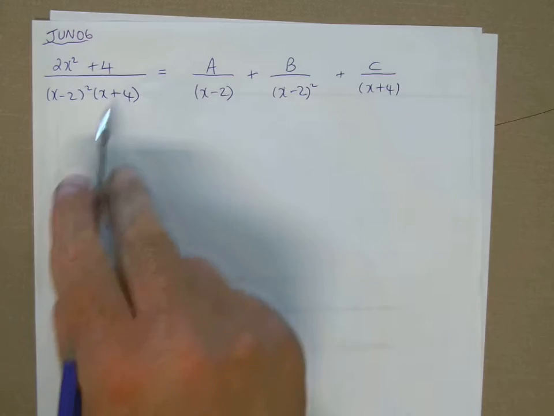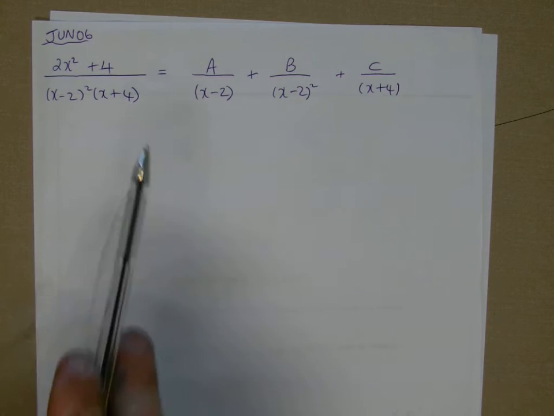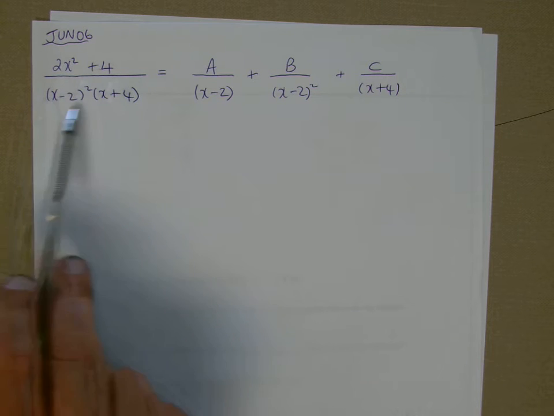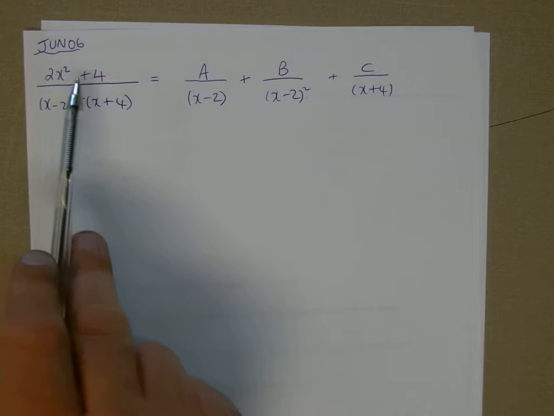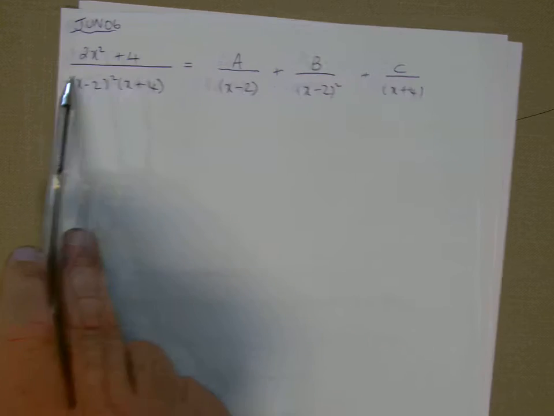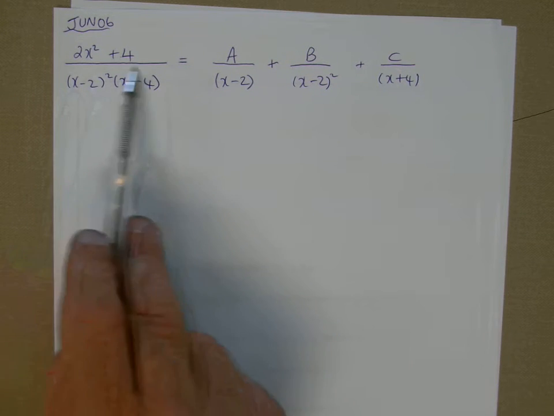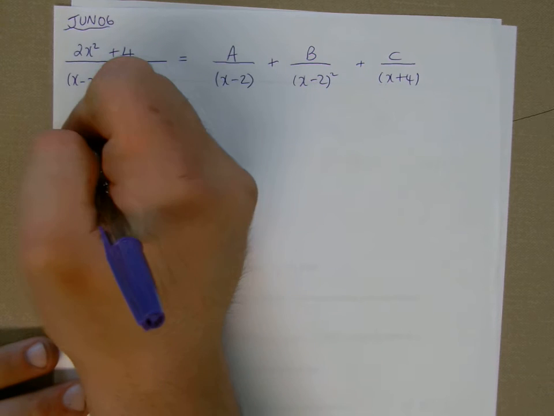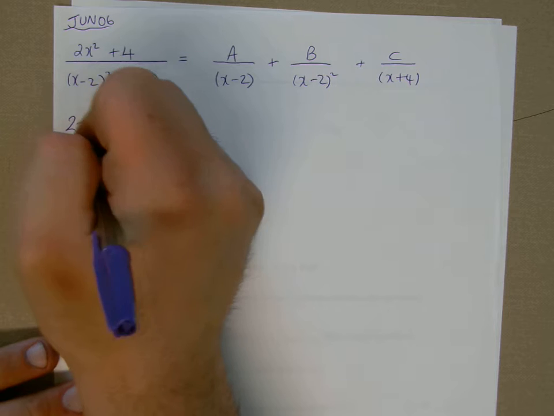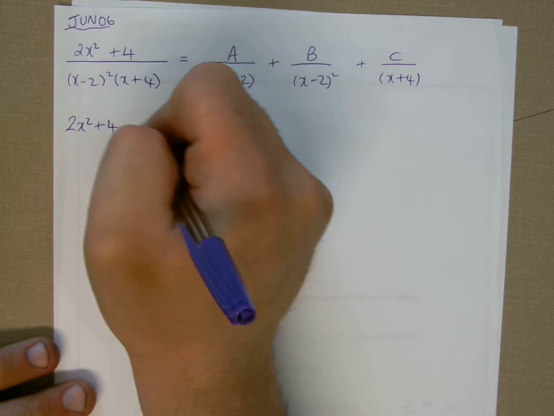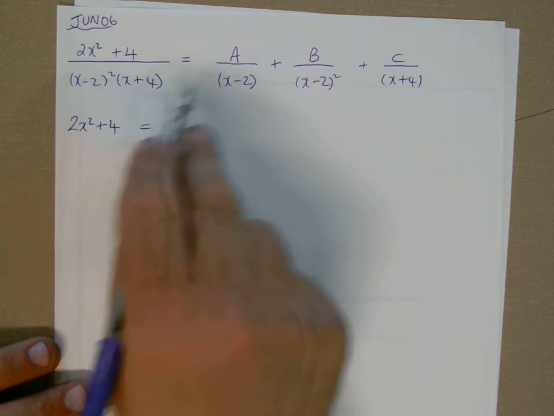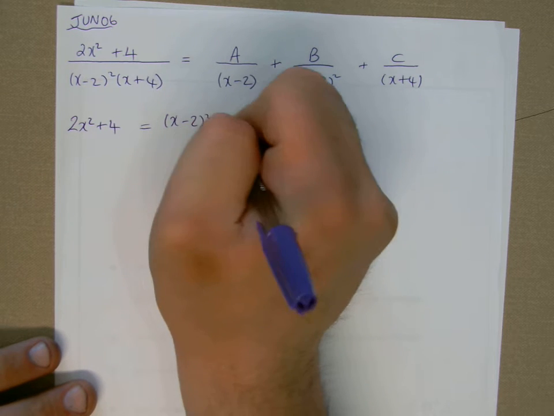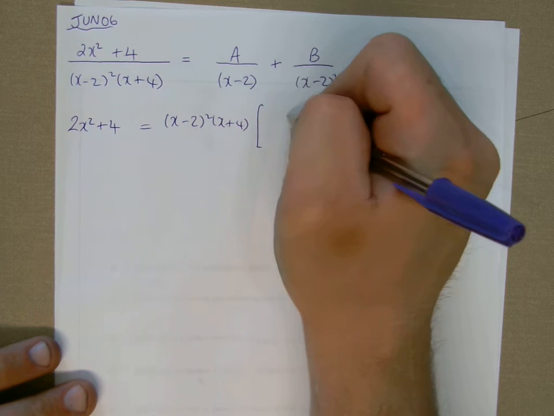The remaining bracket. Now what we do then is times through by what's on the bottom here. Because if I times through by what's on the bottom, it will eliminate it on the left hand side, and I'll just be left with 2x squared plus 4. You could think about it this way: I've got 2x squared plus 4, and take what's on the bottom over to the other side and multiply.